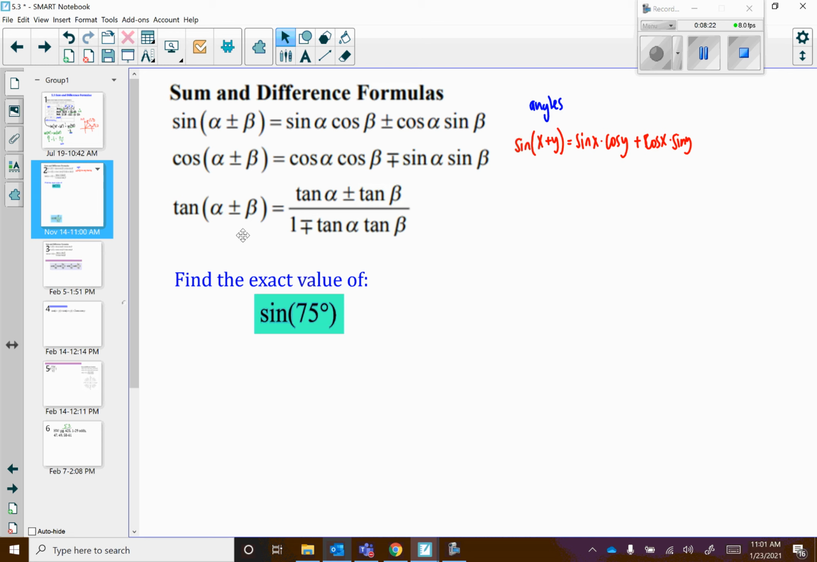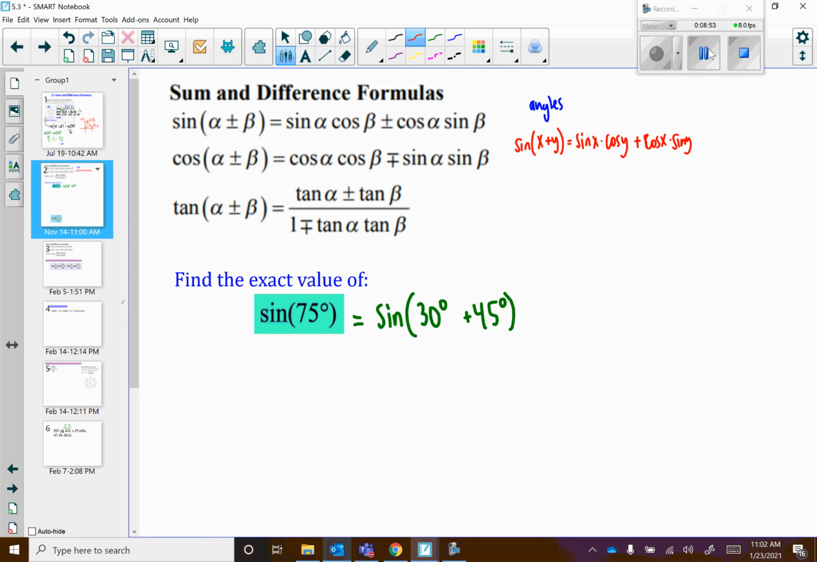Now you might be thinking, and rightfully so, 75 degrees is not an angle on our unit circle. So how can I find sine of 75 degrees? Well, I can use these sum and difference formulas to help me out. Hopefully you're looking at 75 degrees and thinking, well, I could write 75 as 30 degrees plus 45 degrees, and both of those angles are on my unit circle.